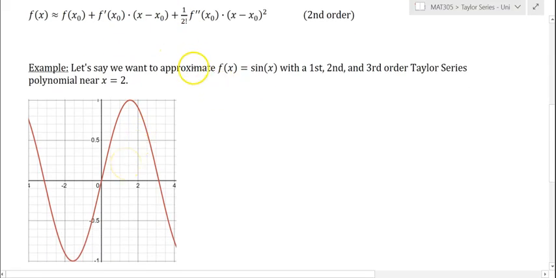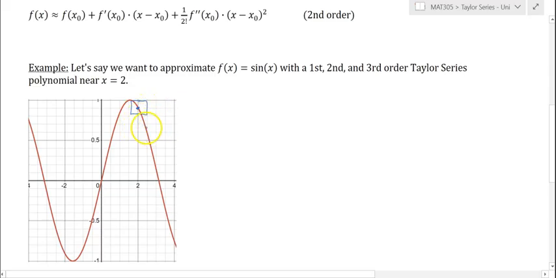So let's say that what we want to do is approximate sine of x. And here's a graph of sine of x between x equals -4 and x equals +4. And let's say that we want to approximate this curve near x equals 2. So essentially what we want to do is fit a polynomial that approximates within some small region of that point.